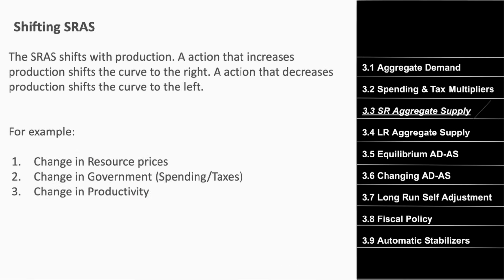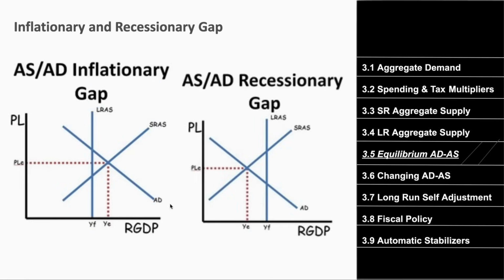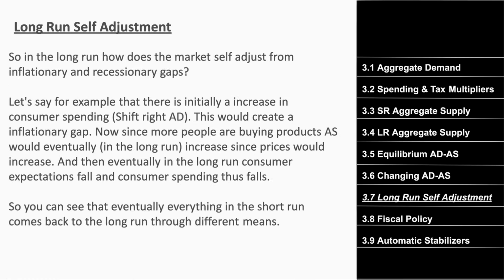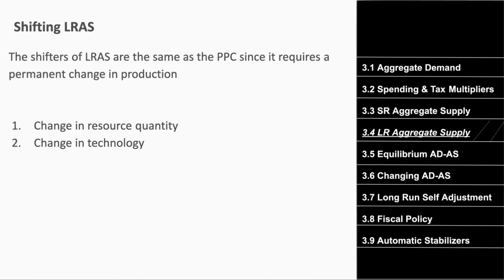Now you understand at least aggregate demand, aggregate supply. Make sure you understand how to graph all of this. Make sure you can show inflationary and recessionary gaps. Most importantly, and what I've seen a lot on the AP exam, fiscal policy. Fiscal policy, they test a lot. Make sure you understand contractionary and expansionary fiscal policy, the two mechanisms. You either increase taxes, decrease government spending, or decrease taxes and increase government spending. And make sure you understand that fiscal policy tries to solve the long-run self-adjustment.